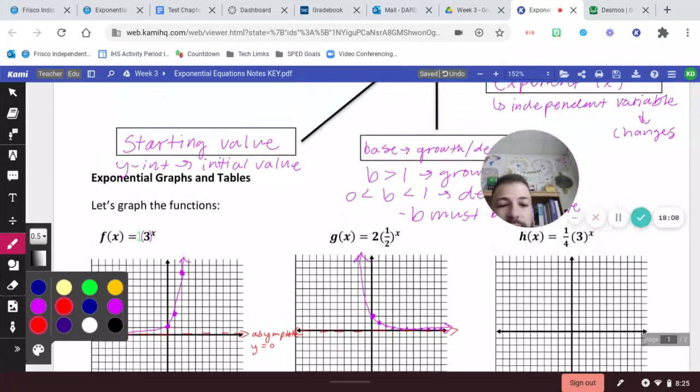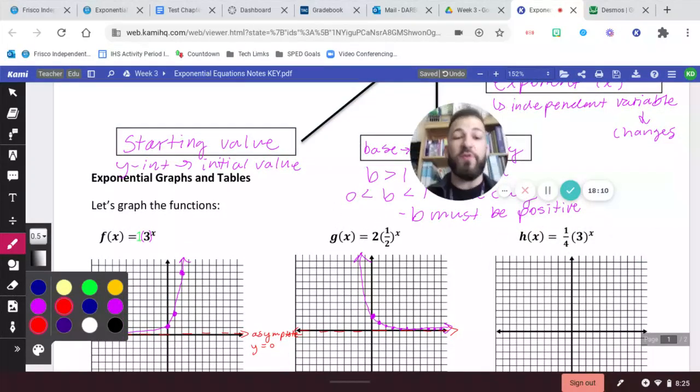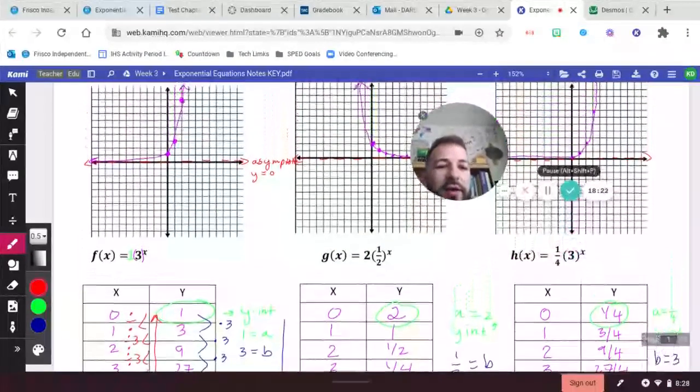Okay, last one, and I'm going to pause myself real quick and see if y'all can fill this one out without me using your calculator. So go ahead and pause me. Try to do this one on your own using your Desmos calculator, and then unpause me and see if you get the right numbers.